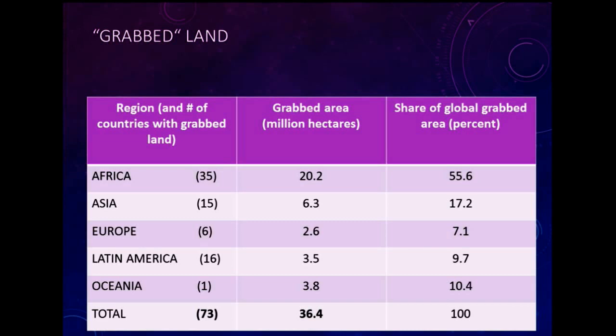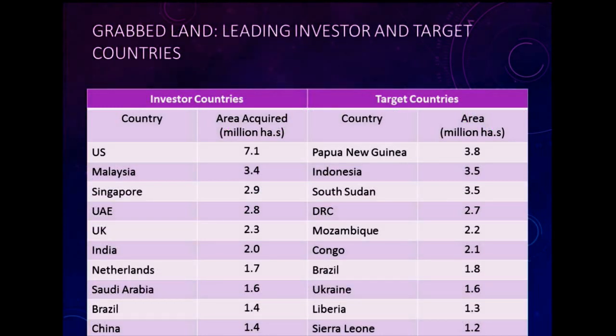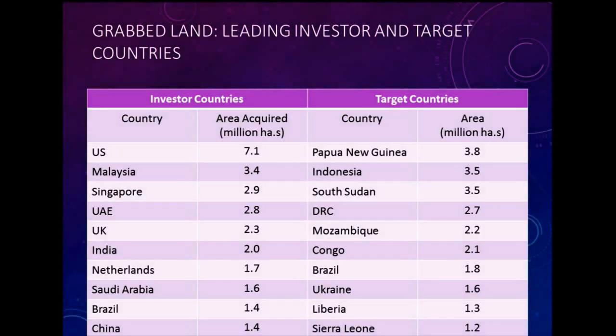I must say that these figures kind of bounce around. There are some folks who put out much higher figures, but I'm going with a conservative estimate of 36 million hectares that are grabbed farmland. And that's about the size of Japan. And that's over the last 10 years. Farmland in the area of about the size of Japan has been taken in some countries by foreign entities. The investor countries tend to be wealthy and in the north, and you can see that the United States is a leading land grabber, if you will, land investor. And target countries tend to be in Africa and in Asia.